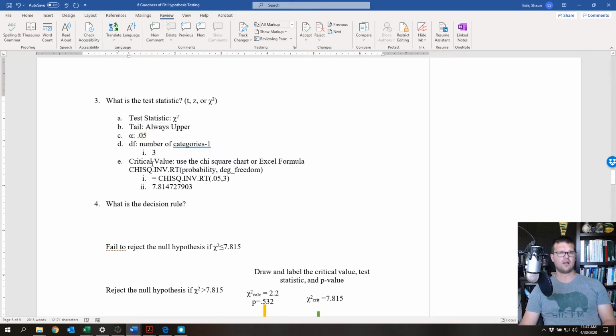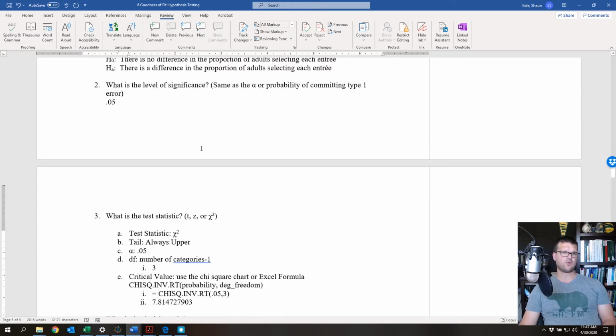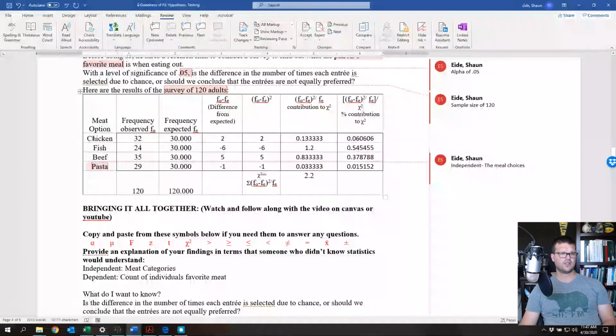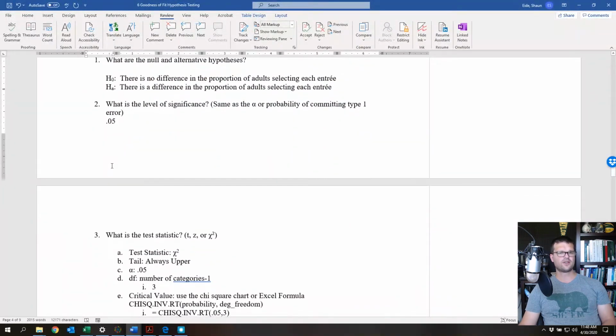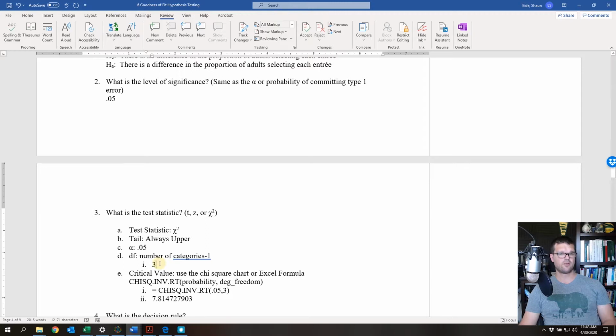Okay, and with an alpha of 0.05 and the degrees of freedom being the number of categories minus 1, how many categories are there? There's a total of 1, 2, 3, 4 categories. Therefore, the degrees of freedom is going to be 3. So, there are now 2 ways for you to be able to determine the critical value.